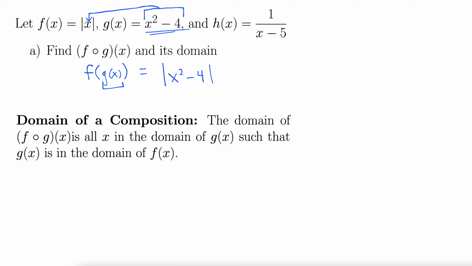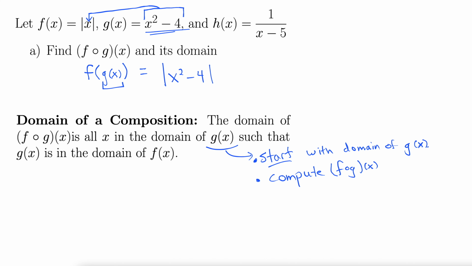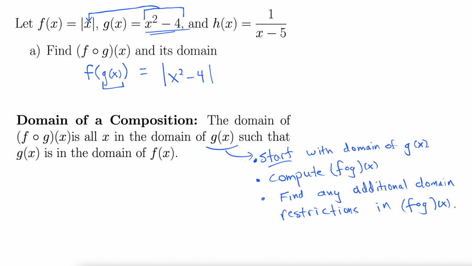The domain of f of g of x is the set of all x in the domain of g of x such that g of x is in the domain of f of x. Now that sounds terrible, but let's unpack it a little bit. What this means is you start with the domain of g of x. Next, you compute the composition f of g of x, and then you find any additional domain restrictions in that composition. Okay, so let's give it a try in this example here.